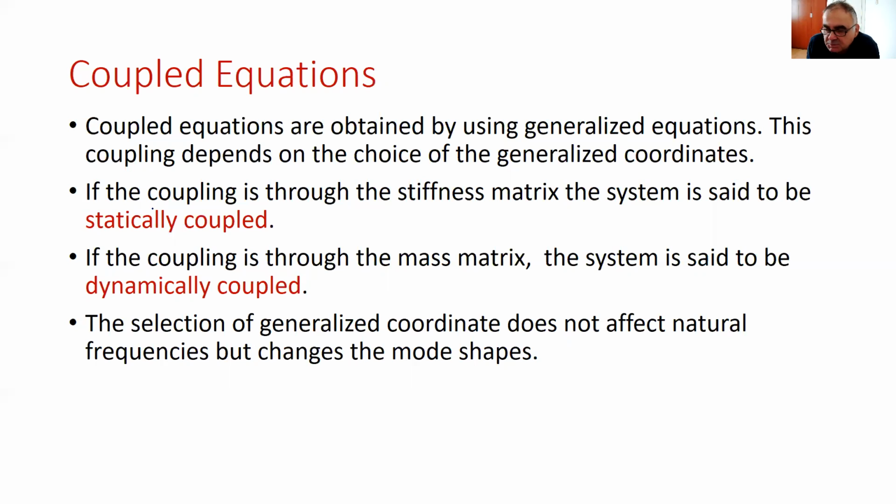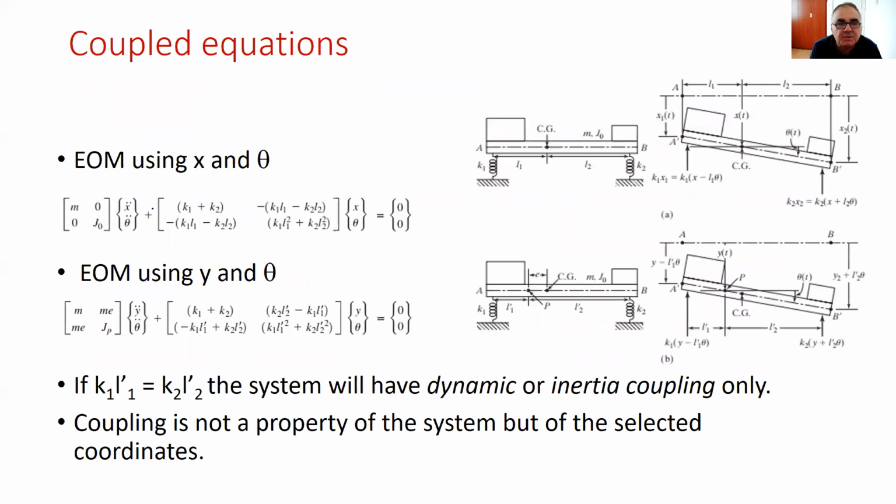If the system has cross terms in both the stiffness and the mass matrix, you call it both statically and dynamically coupled. We will see that the coupling is affected by the choice of the coordinates. Different coordinate choices will give you different kinds of couplings. For example, again, we take our plank example. I would advise you to work on that.